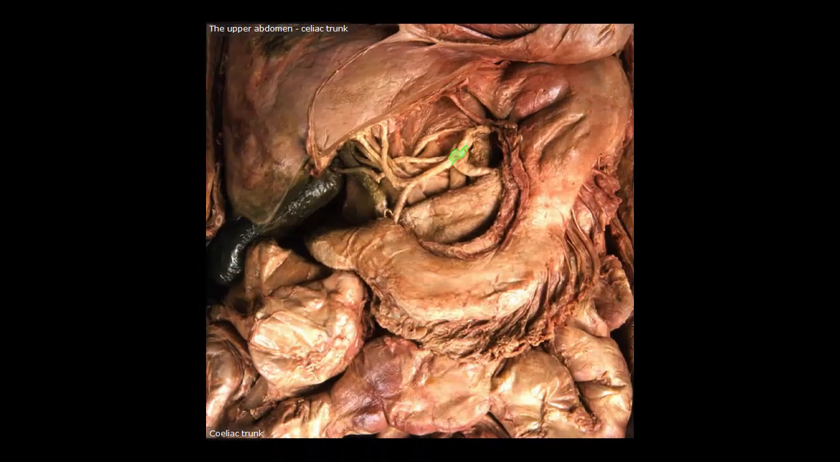So now let's have a look at some of the branches of the celiac trunk in a cadaveric dissection. You have the common hepatic artery coming off here. Then you have your hepatic artery proper and the right and left hepatic arteries. Posteriorly to that is the portal vein. A little branch that's coming off here is the cystic artery. Passing inferiorly is the gastroduodenal artery.